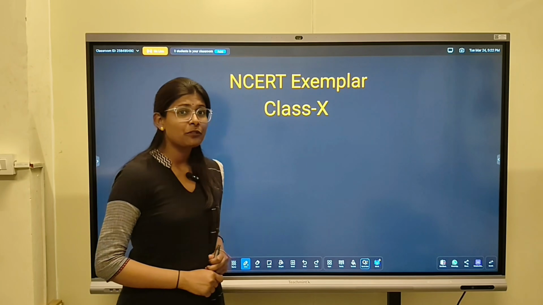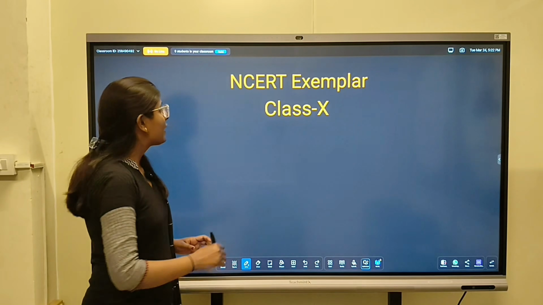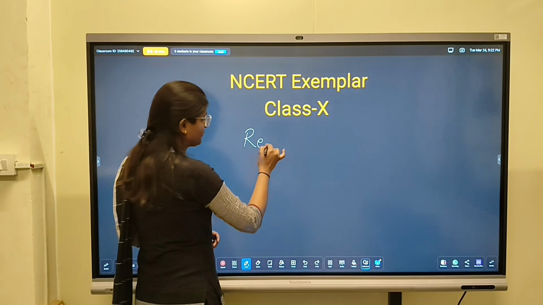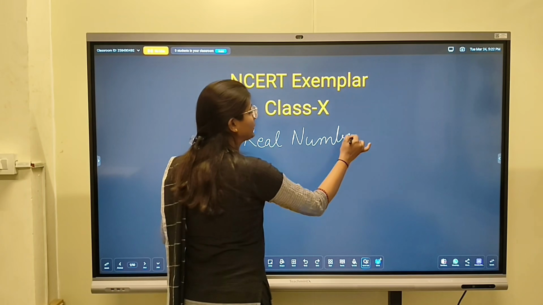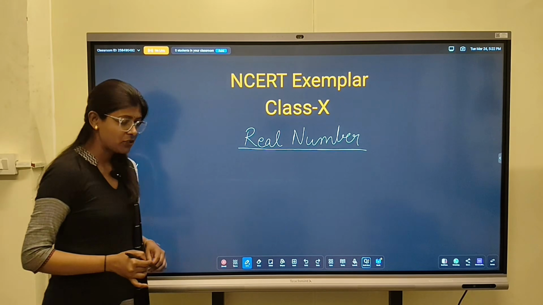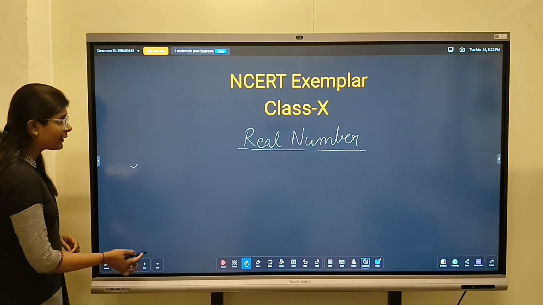Starting the first chapter of NCERT Exemplar, and that is real numbers. So if you need the questions later, you can find the PDF in the description section. Let's move to the first part.